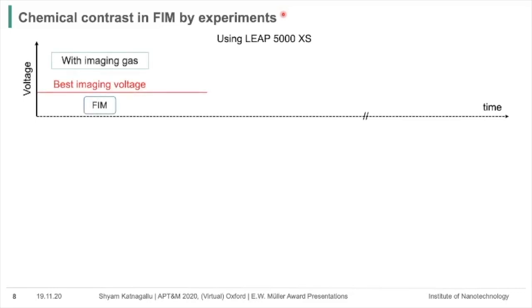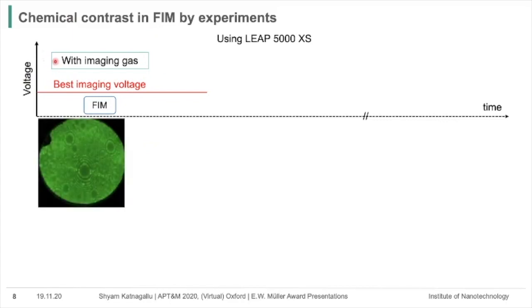So when you are doing field ion microscopy, you are at the best imaging voltage and in the presence of an imaging gas. On the screen, you record a field ion micrograph. And since you are not pulsing your voltage, because it's a DC voltage, you cannot record any time of flight mass spectra, which means that you do not get any mass spectrum itself. However, a hypothetical mass spectrum would look something like that, with no peaks corresponding to the elements.